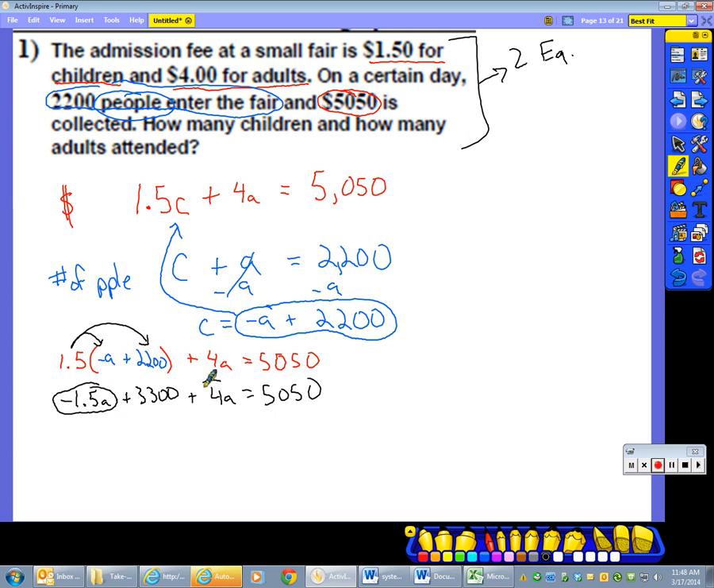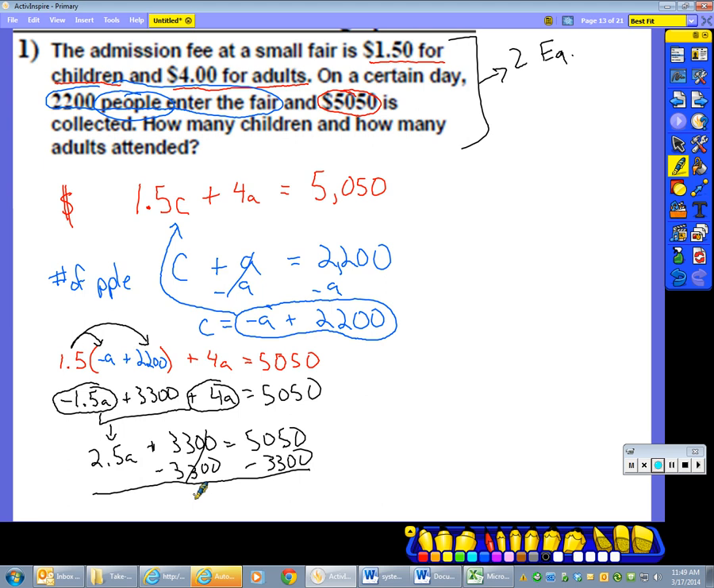Now I'm going to combine like terms: that negative 1.5a and a positive 4a. Whenever you do that, you might have to review how you subtract with decimals, but you're going to end up with 2.5a plus 3,300 equals 5,050. I'm going to subtract 3,300 from this side, and subtract 3,300 from this side.